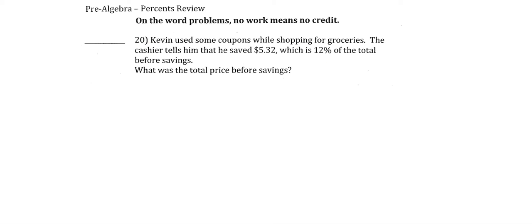Okay, here we go. Last question on the review. Last word problem. Number 20 says, Kevin used some coupons while shopping for groceries. The cashier tells him that he saved $5.32, which is 12% of the total before savings. What was the total price before savings? And this is again going to be just a basic straightforward part and total one. When I look here, I see 12% of the total. So again, we don't know the total. What was the total? That's what we're looking for. So I can start with my 12%, 12 over 100 equals, I don't know the total.